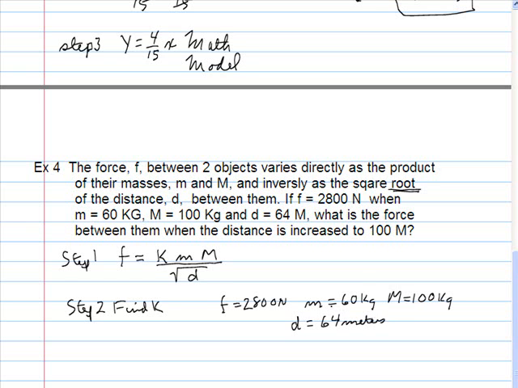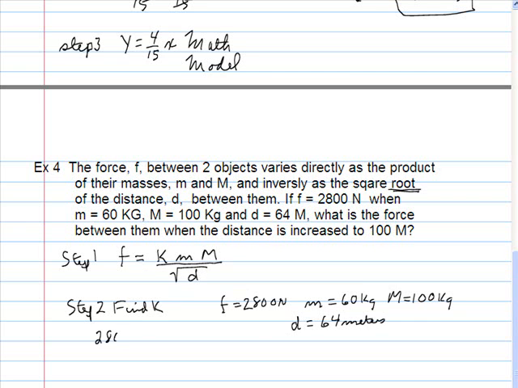So I do have a set of data that has a value for F, K, M, and D. That's F, little m, big M, and D. So that's every variable except K. That means I can now find K. So I'm going to go ahead and plug into number 1.